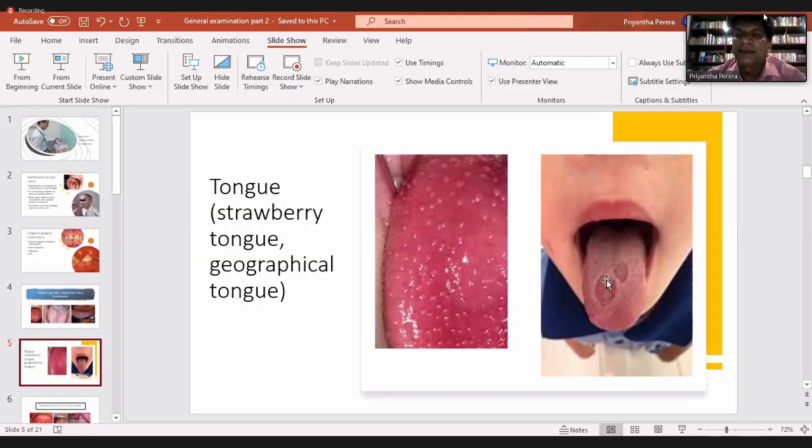The papilla gets destroyed, and then they regenerate as well, right?